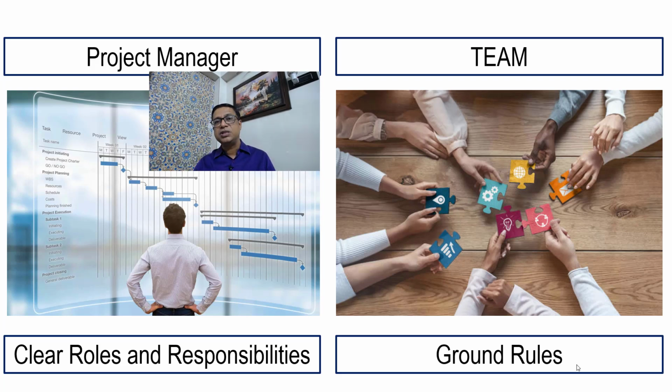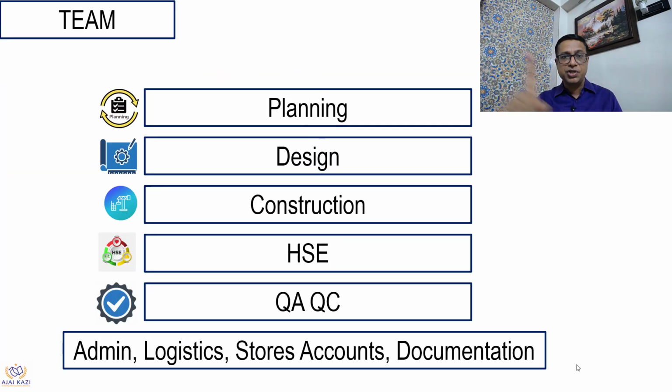So that's the first important aspect we must think about when we start any project. If you do it without this, you are going to face a lot of problems. So site management has to have an organization structure, a project manager, a team with clear-cut responsibilities and accountabilities, and obviously the ground rules on how we manage the project, because each project is different, so your ground rules can be different.